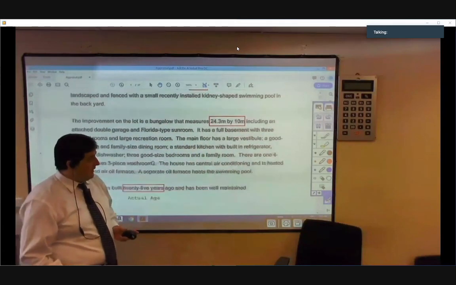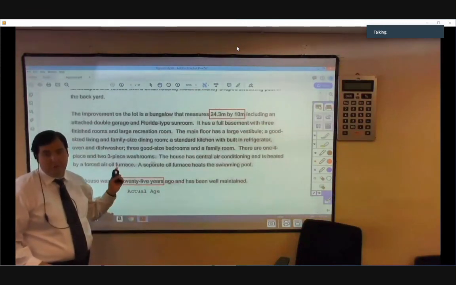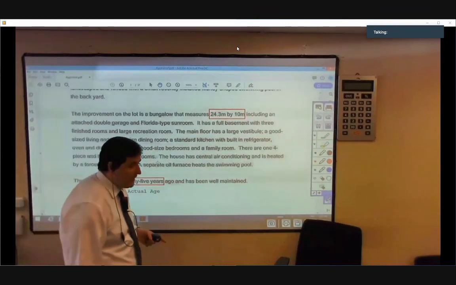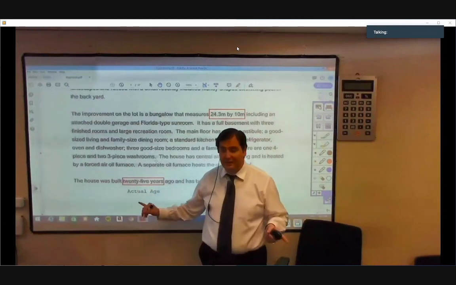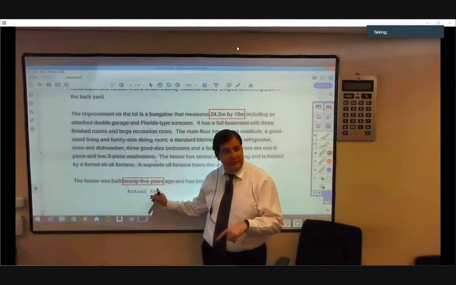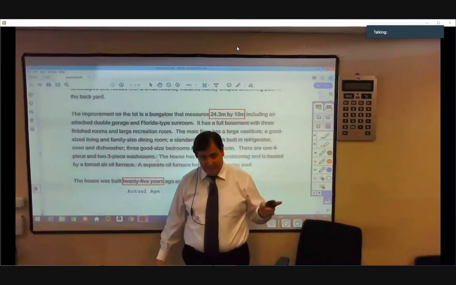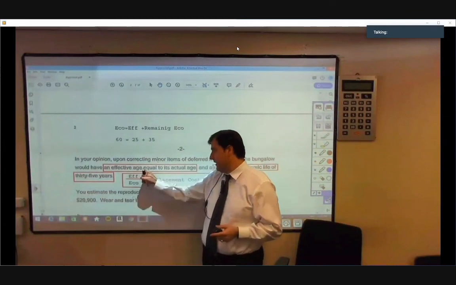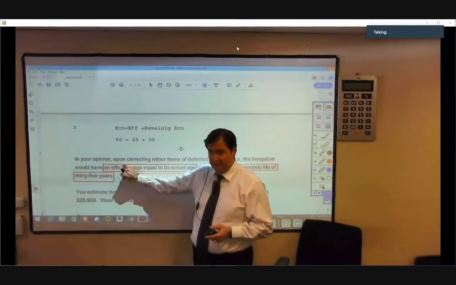Now, at the bottom of the page, they give you the actual age of your house. But actual age, we don't care about it. We care about the effective age. Now, why did I highlight this? Because on the next page, they explain that the effective age equals the actual age of the house. So that's why we need this 25 for the next page. That means that the effective age of the house is 25.